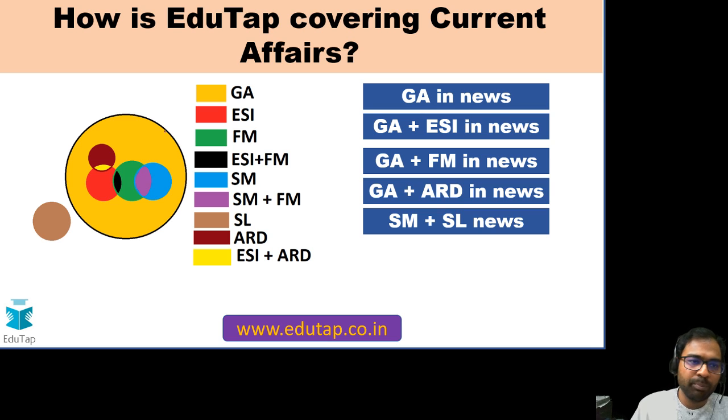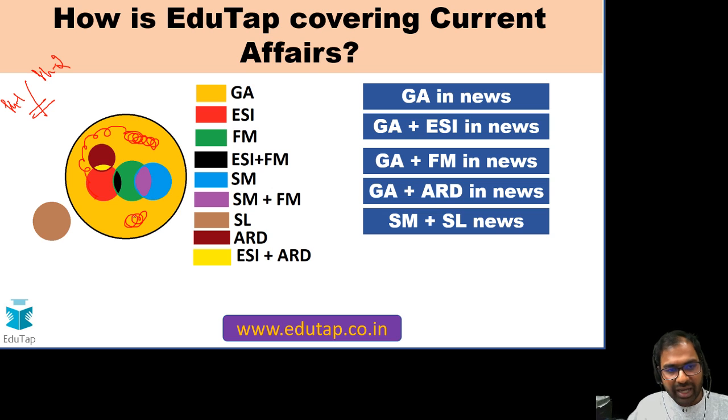Do not draw a boundary that this is phase 1 and this is phase 2 and they are totally separated by a rigid boundary. There is a boundary when it comes to exclusive GA, this part. Otherwise all the remaining current affairs are under GA plus ESI or GA plus FM or GA plus ARD or GA plus security market or security law separately.